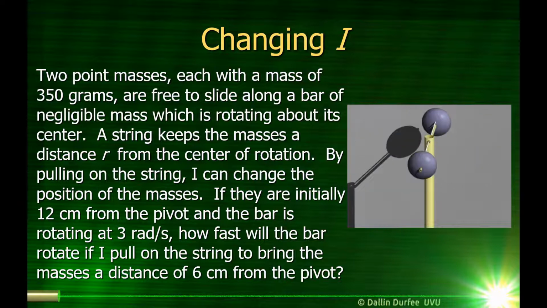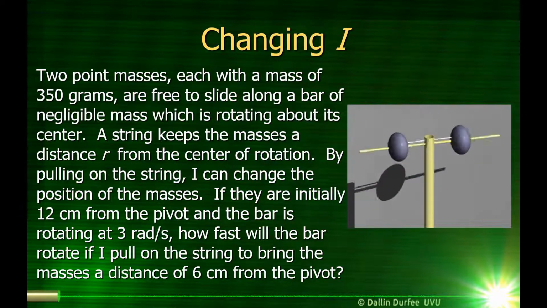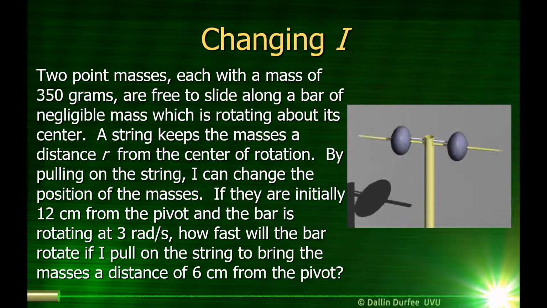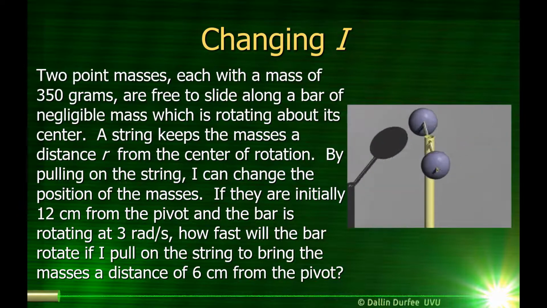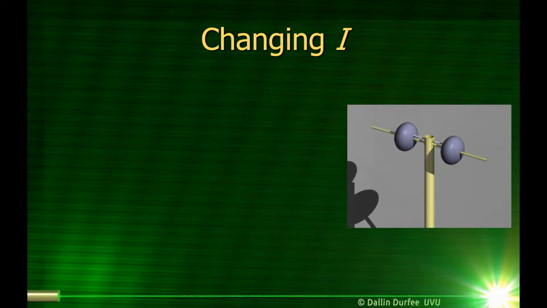Well, once again, the string is pulling on the masses, but it's pulling on a line from the axis to the mass, so the strings provide no torque. No torque means angular momentum should be conserved. So let's do the calculation then.